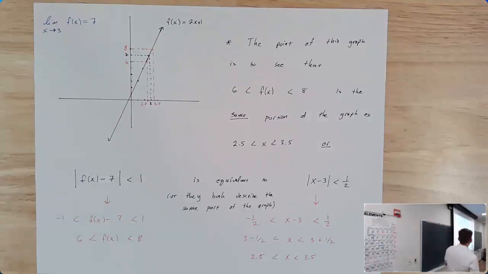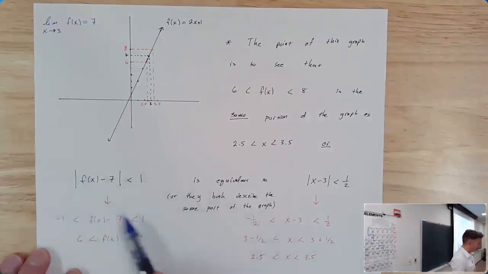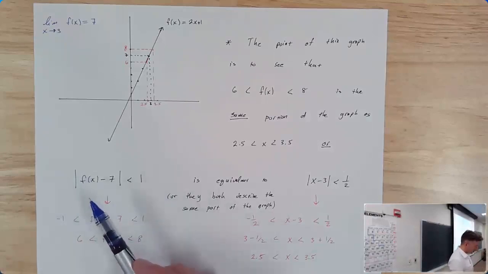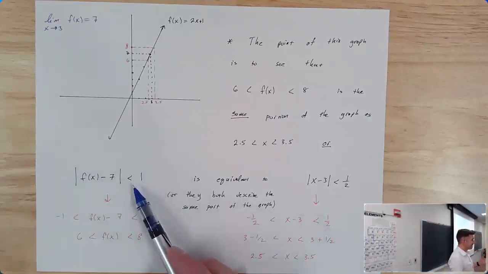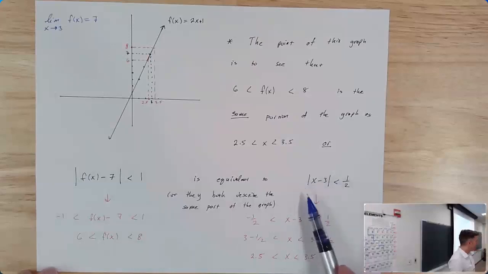So what we're saying is, how close to 7 do I want to be? In this case, I want to be within 1 of 7. And what we're seeing here is that the function being within 1 of 7 means the same portion of the graph as x being within 1/2 of 3.